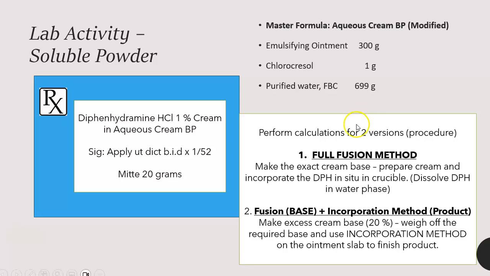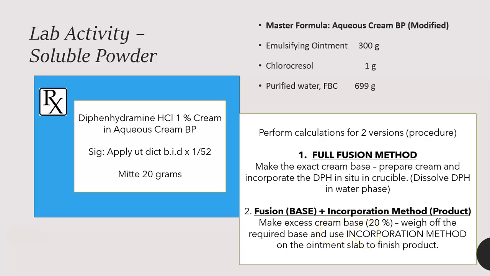So this is diphenhydramine hydrochloride. We're using the same aqueous cream. DPH would be soluble in the water phase, and so you'd use some of the calculated water to dissolve the DPH and add it to the melt, and reserve some of the hot water to rinse the beaker that would have been used to dissolve your DPH. Now, for this one it is the same principle. You can make the exact base and do a full product in the crucible, or you can make extra aqueous cream than what is needed and use the incorporation method.